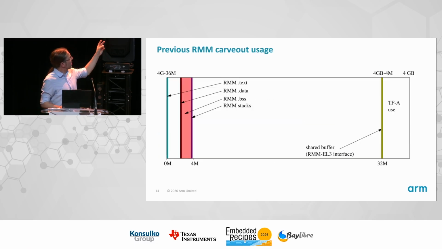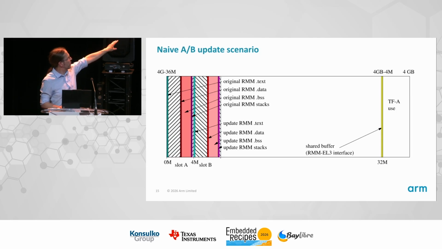So this is how the RMM looked before. There's a huge carve-out, and you see it's quite a lot of space, and the actual preservable state is in this BSS section. The rest is really small. If you do a naive A/B slot approach, then you see the problem that the state you need to preserve is actually living in the other slot, right? So it's hard to preserve. You don't really want to copy this over.